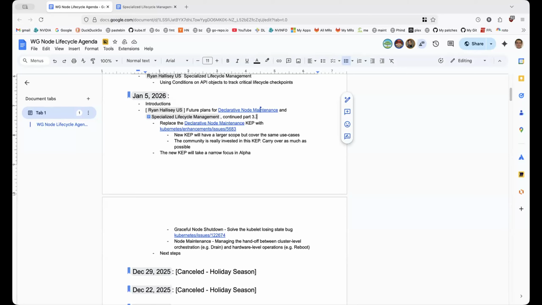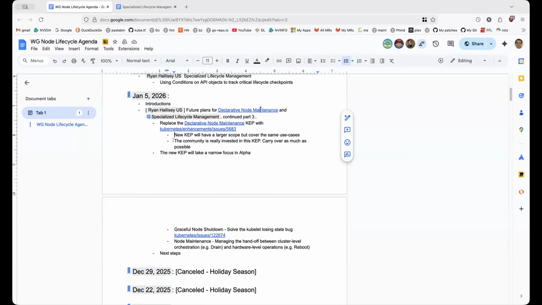Okay. Thanks for the feedback, guys. I think that was what I was hoping for. That's the direction that I want to take this. So for what's next, I have a first bullet point here. What I'm thinking is that we take the declarative node maintenance KEP and write a note in there explaining what we just talked about, the discussions we've had and what we're thinking about, and then go to a new KEP with the expanded scope.